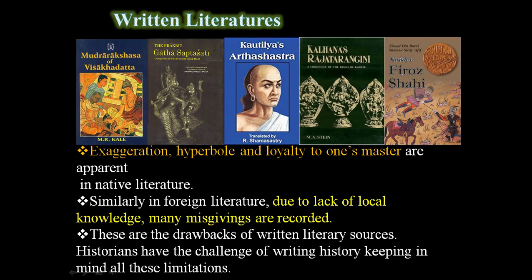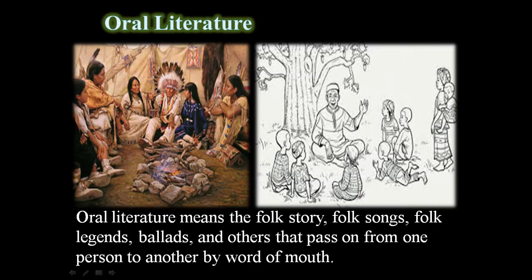So historians have the challenge of writing history keeping in mind all these limitations. That is one of the major responsibilities of historians. So this is about written literature. Let's come to the second one, oral literature. So what is meant by oral literature and how is it going to be considered?